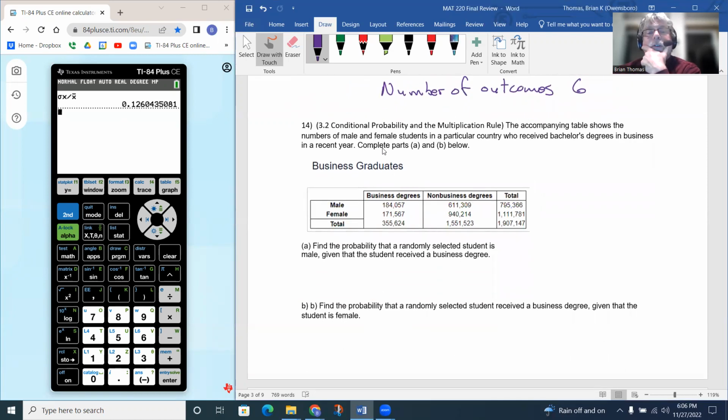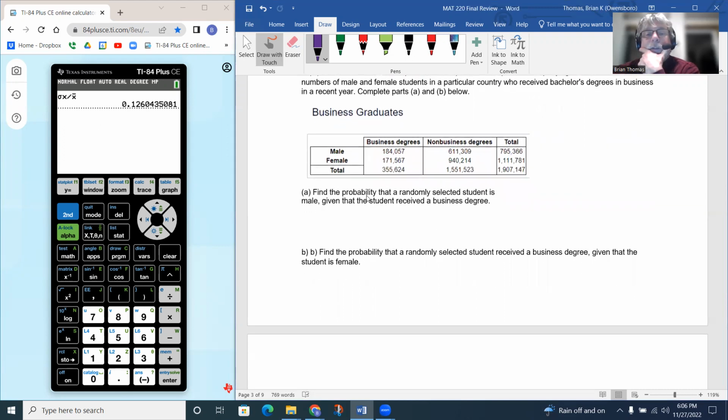So 3.2, conditional probability and the multiplication rule. The accompanying table shows the number of male and female students in a particular country who received a bachelor's degree in business in a recent year. Complete parts A and B below. Find the probability that a randomly selected student is male, given that the student received a business degree.